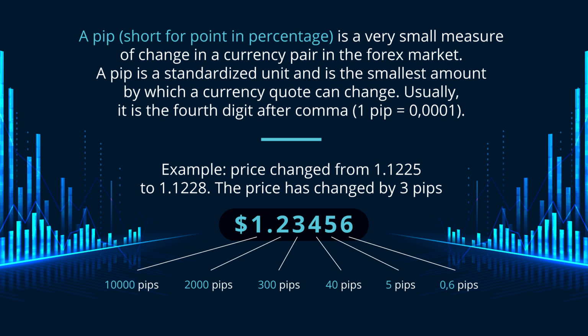For example, the price changed from 1.1225 to 1.1228. So as you can see, the price has increased by 3 pips. Also on the picture in your slide you can see an example of the structure. So the fourth digit counts pips. So if you have 5 as your fourth digit after comma, that means 5 pips. Then 40, 300 and so on. This is just as an example.